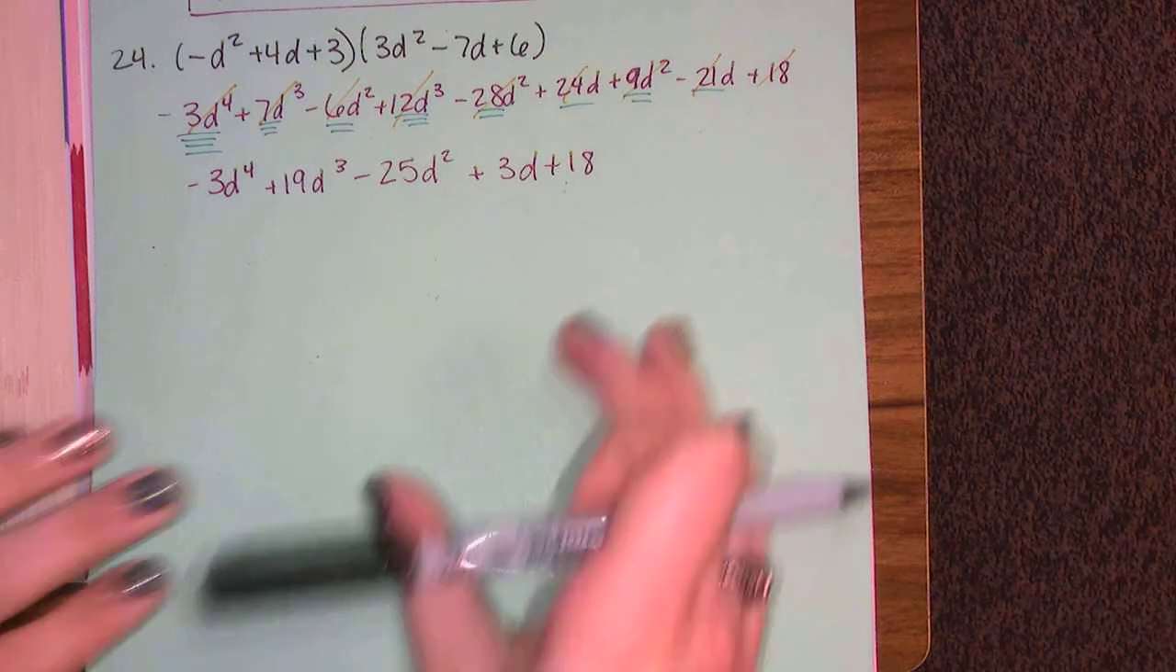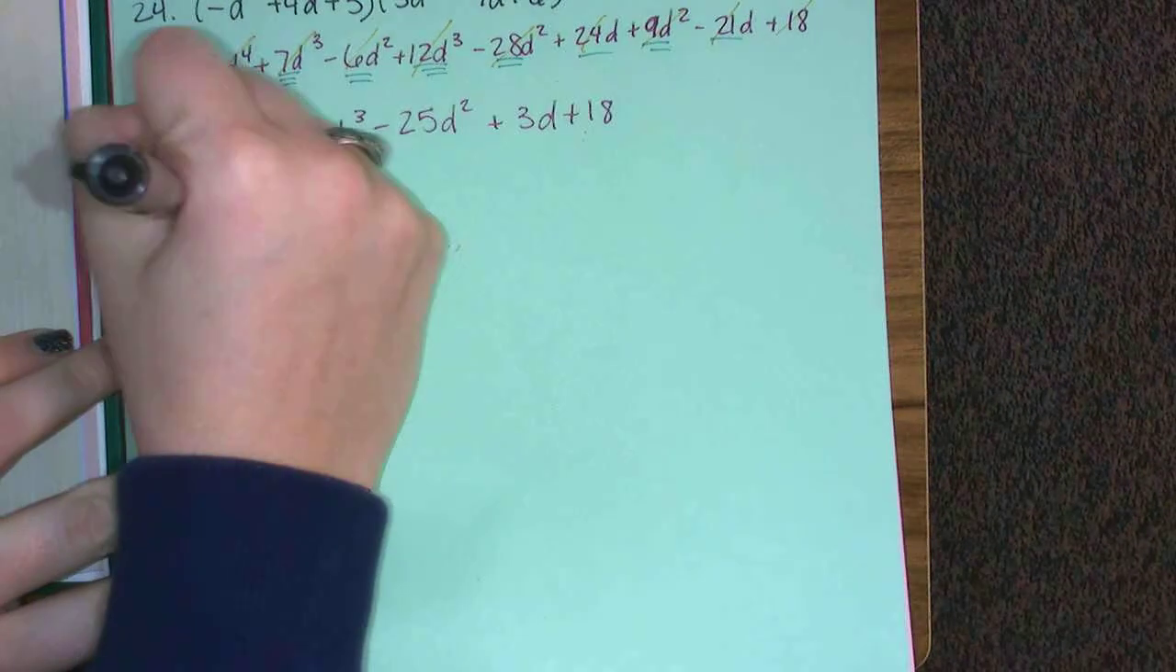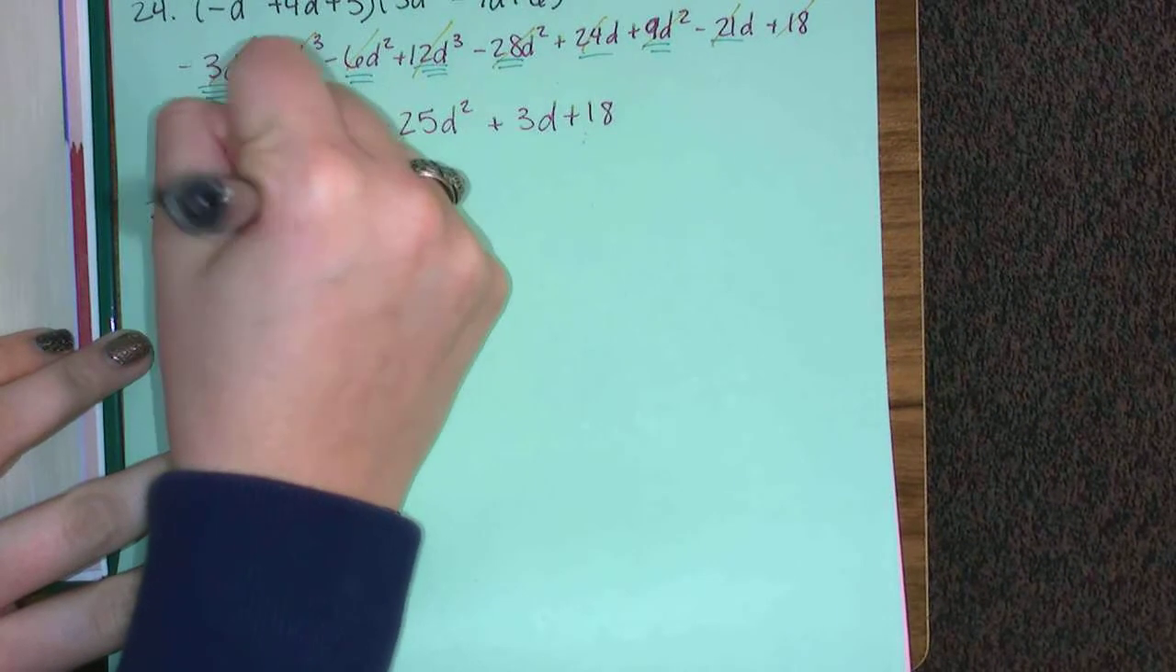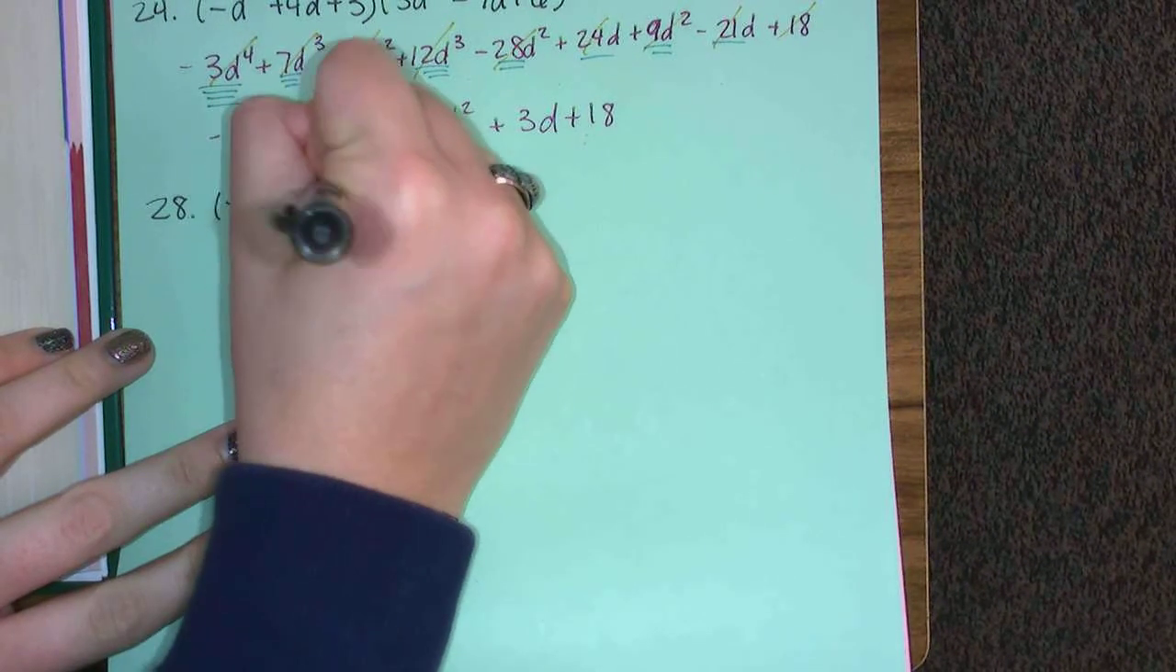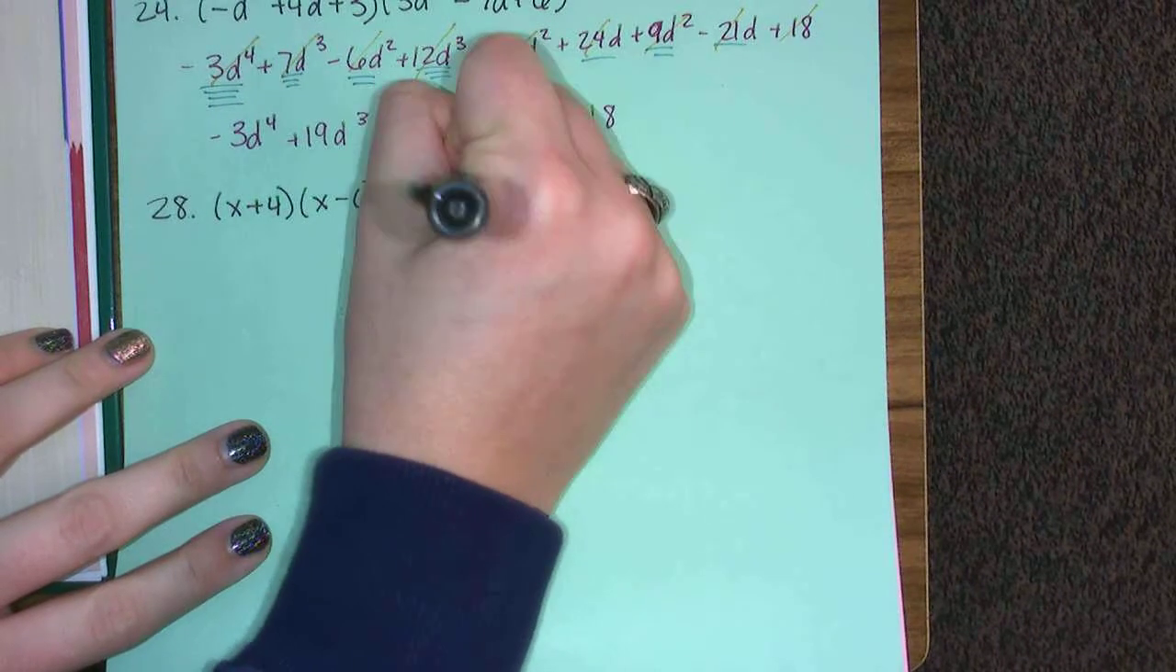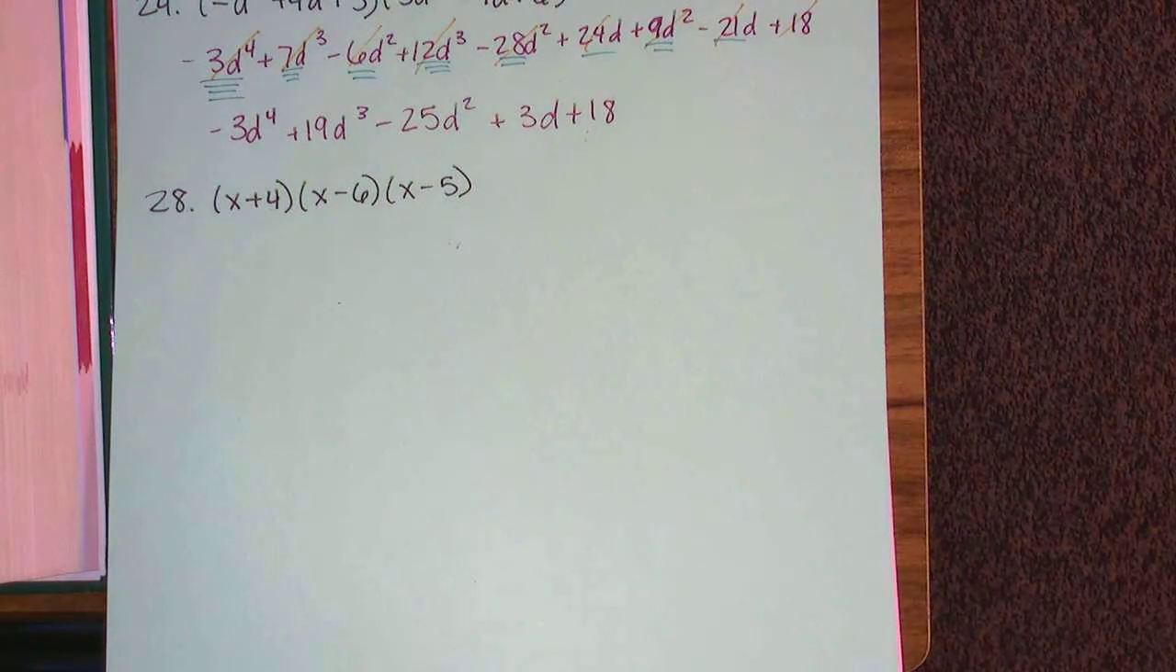Okay? So we'll start out with an easy one. X plus 4 times x minus 6 times x minus 5. Okay? So you're going to foil 2 of them first and then superfoil the last one with it. You can pick whatever 2 you want. I mean, you could do x plus 4 and x minus 5 if you're just that ambitious and aren't going to lose pieces. So it doesn't matter.